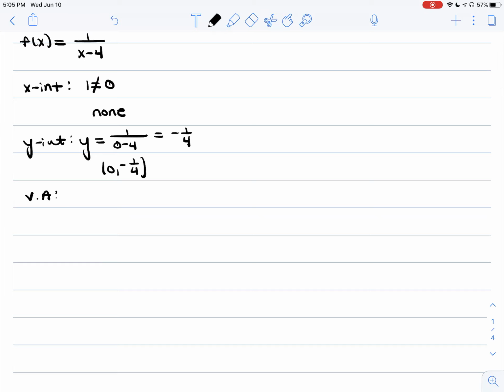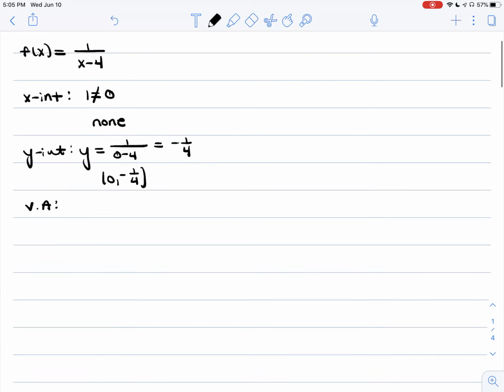Okay, vertical asymptote. You can see that our denominator will equal 0 at x equals 4. And then horizontal asymptote, since the degree of the denominator is larger, that'll be at y equals 0. Okay, so there's all our basic information. Now we want to think about our first derivative test.